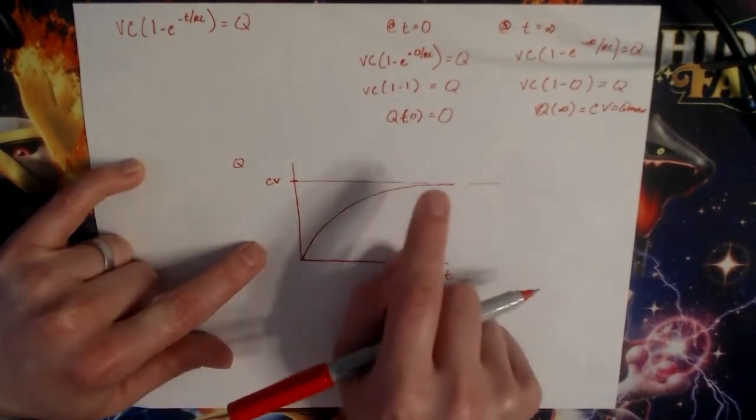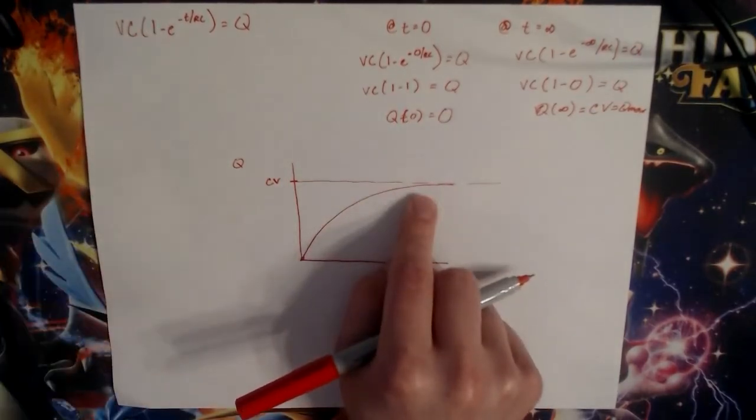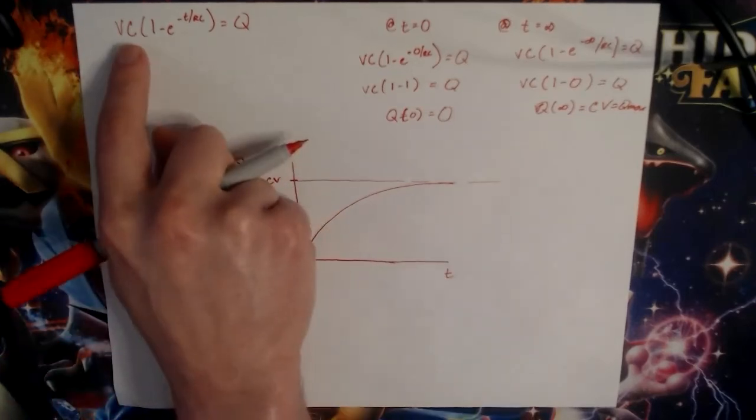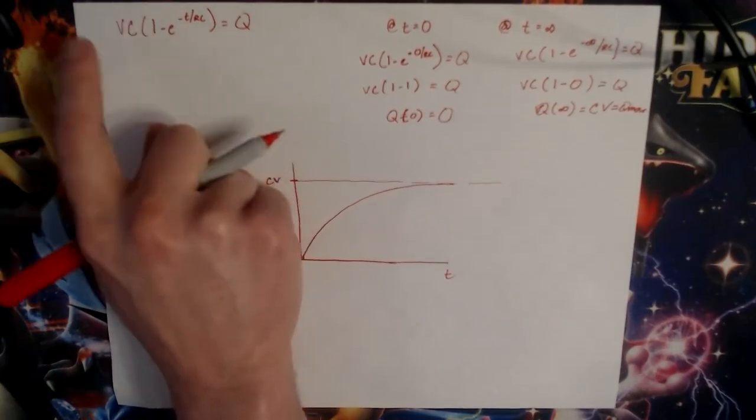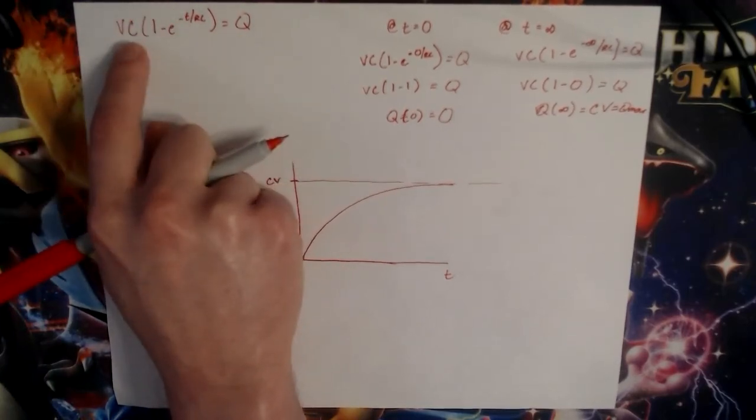What's it at time 0? What's it at time infinity? There's lots of things you could start doing here. How much voltage is on the capacitor as a function of time? What I would do right there is just divide both sides by C. If I divide this side by C, I'm left with voltage.